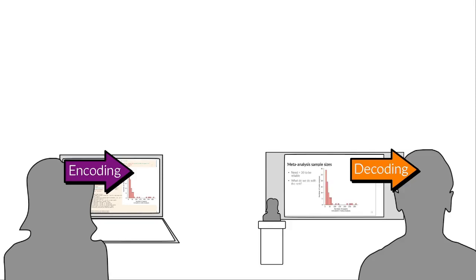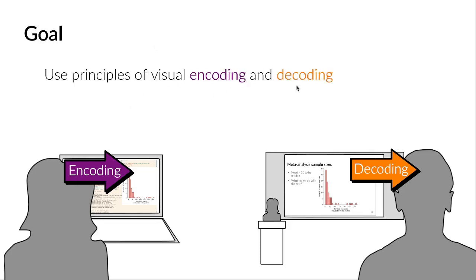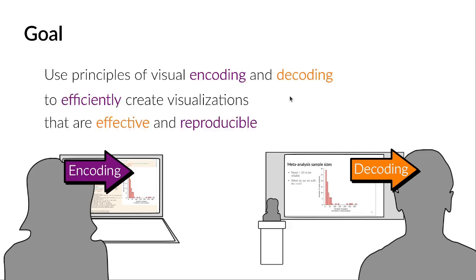In Part 1 of this lecture, we talked about decoding, and I'll just go over the difference here again. Decoding happens when someone sees your figure and understands something about your data. Encoding happens when you write code to create the figure according to your plan. In these lectures, I hope you will learn to use principles of visual encoding and decoding to efficiently create visualizations that are effective and reproducible. Understanding decoding will help you make effective figures, and understanding encoding will help you make figures in a way that's reproducible and efficient.